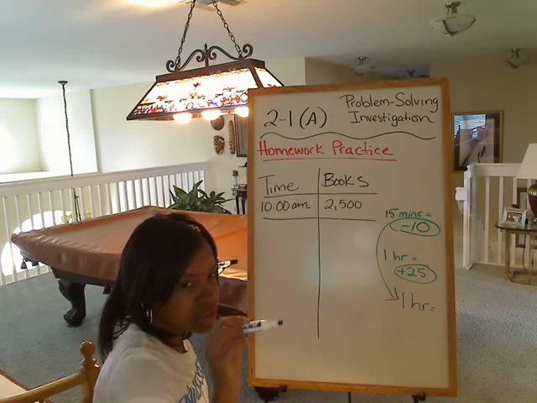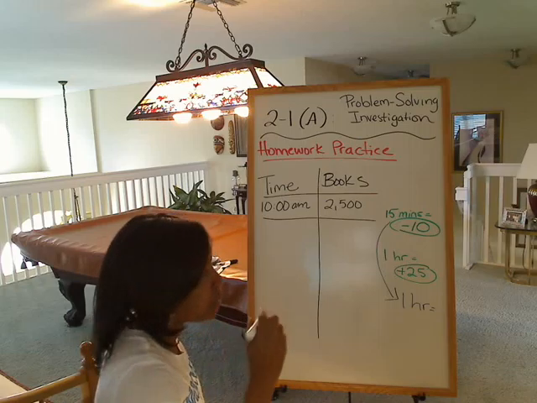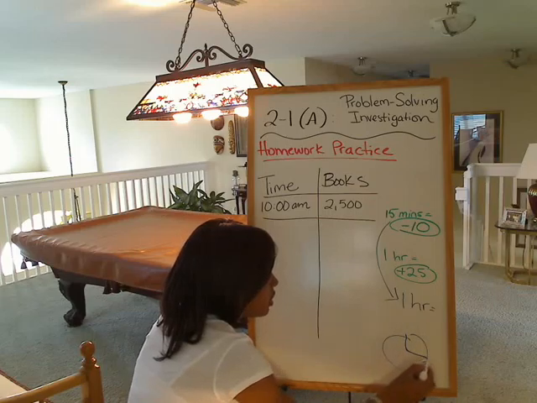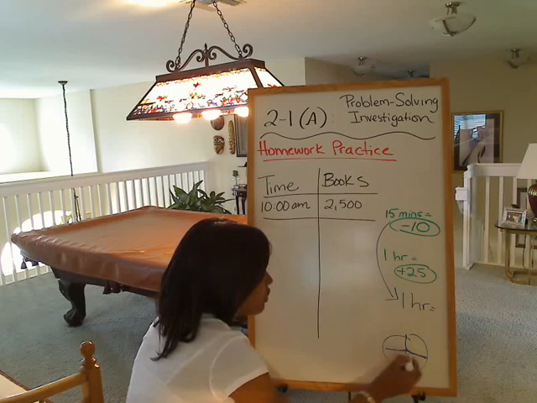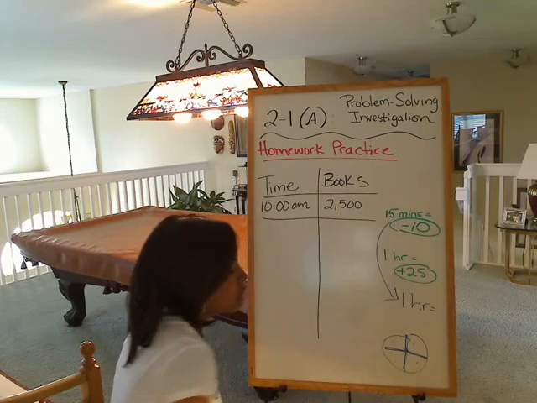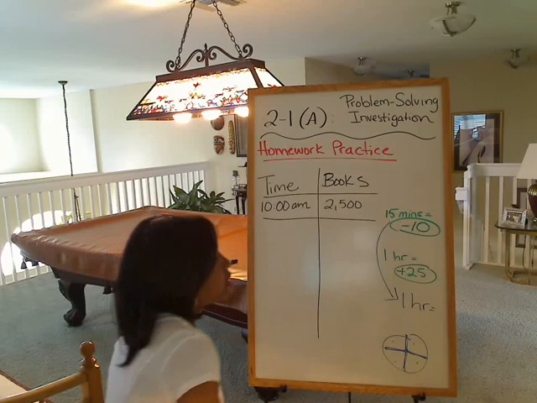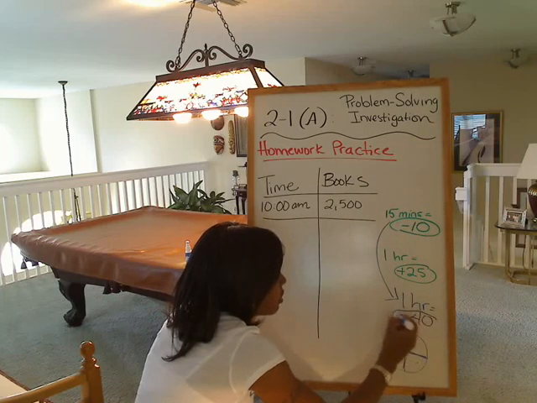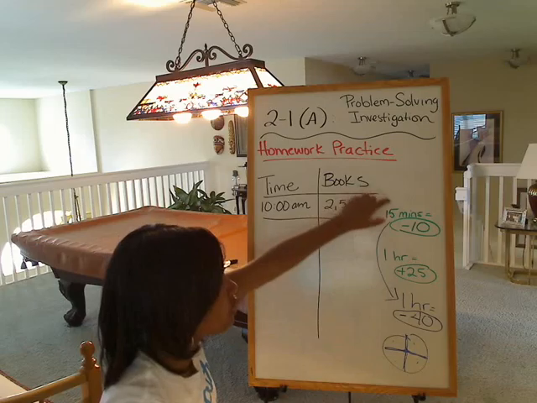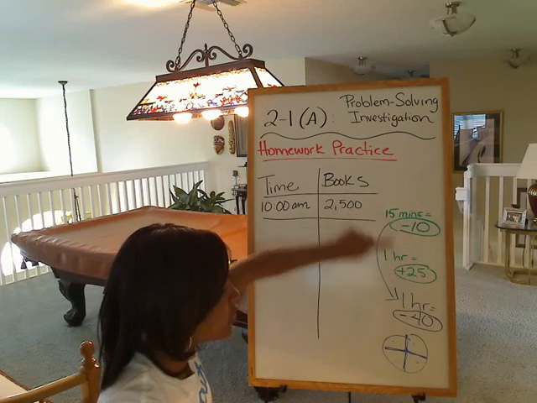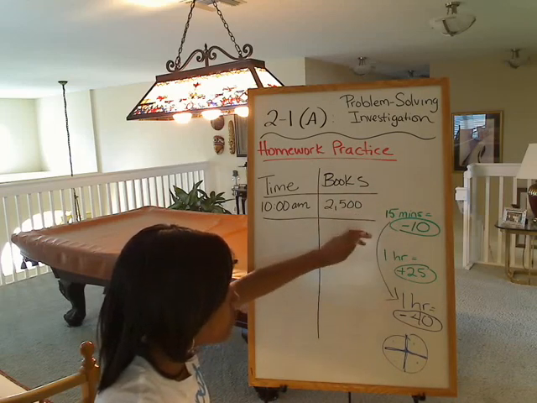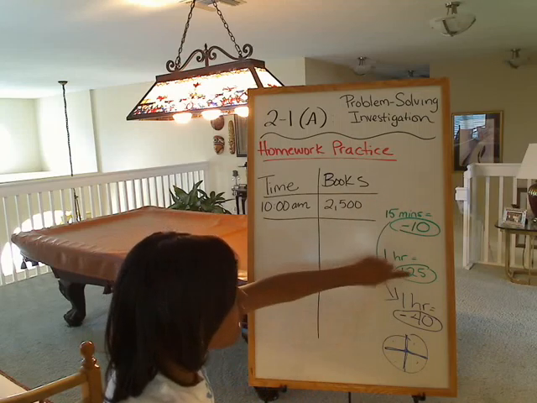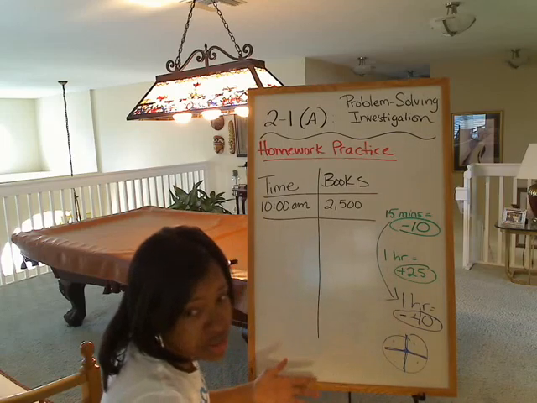Well, 15 minutes goes into an hour 4 times, right? If you think about a clock, this is 15 minutes from here to here, then that's another 15, that's another 15. So there are four 15-minute periods in an hour. So 4 times 10 is 40. So they lose 40 books in an hour. Okay, so we changed this from minutes to hours. We figured out how many times 15 went into an hour, and it was 4 times, so we multiplied by 4 to get 40. So in 1 hour, we add 25, but we take away 40.